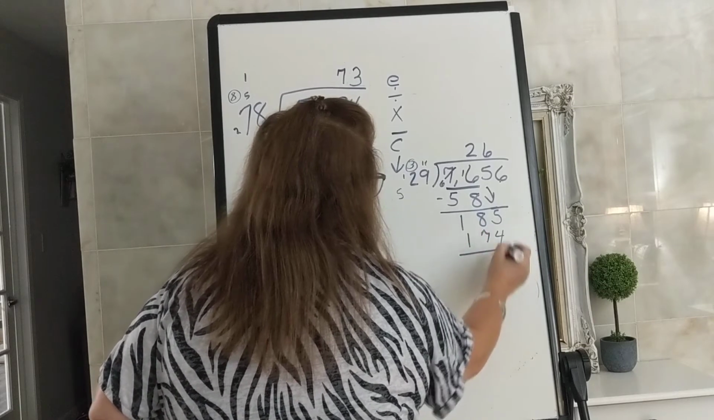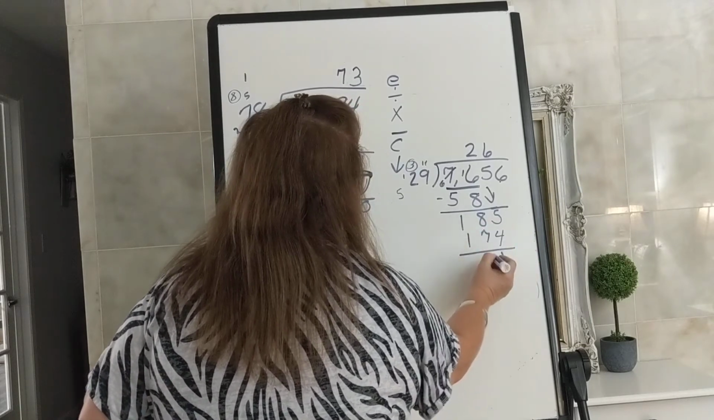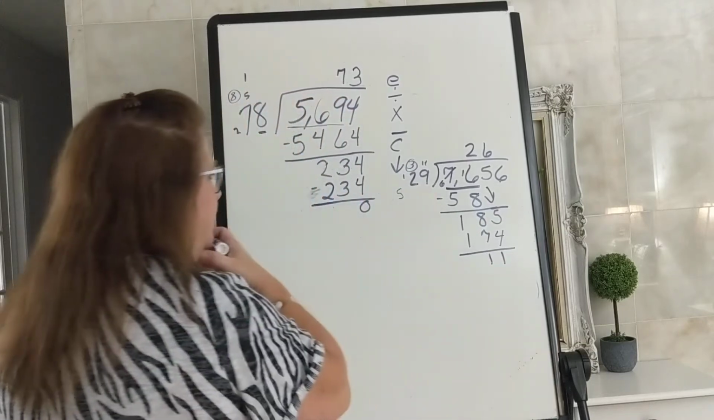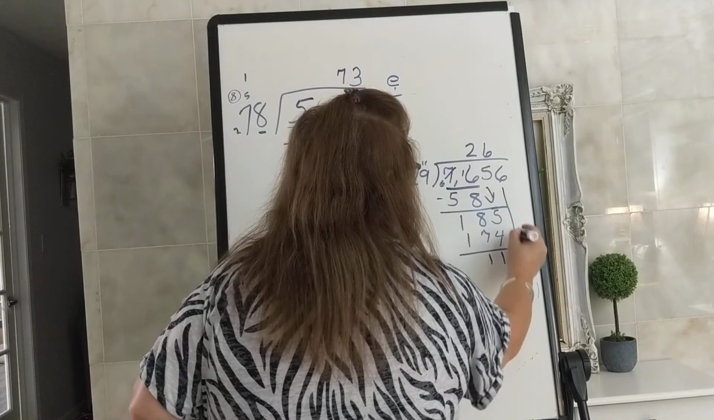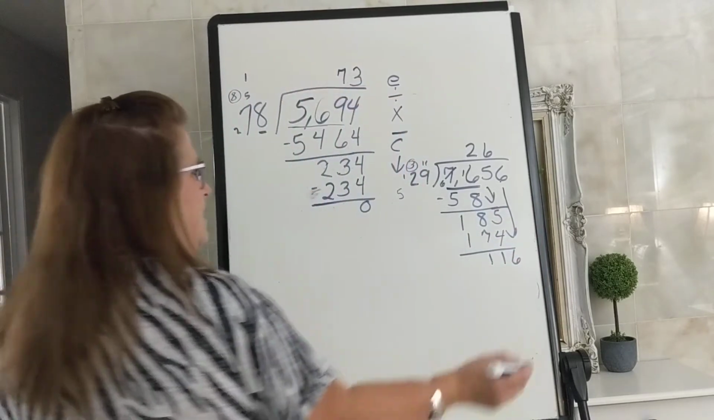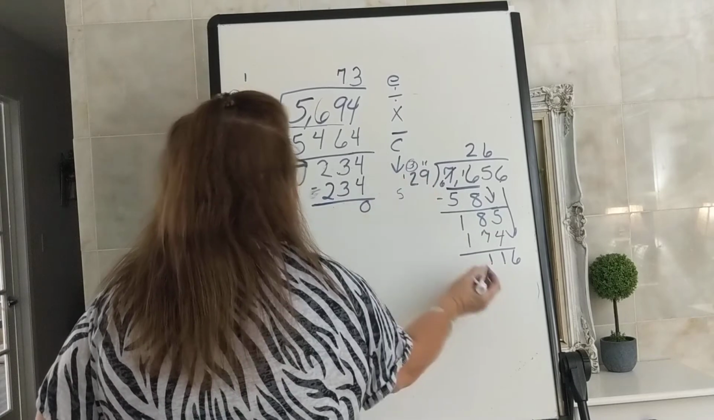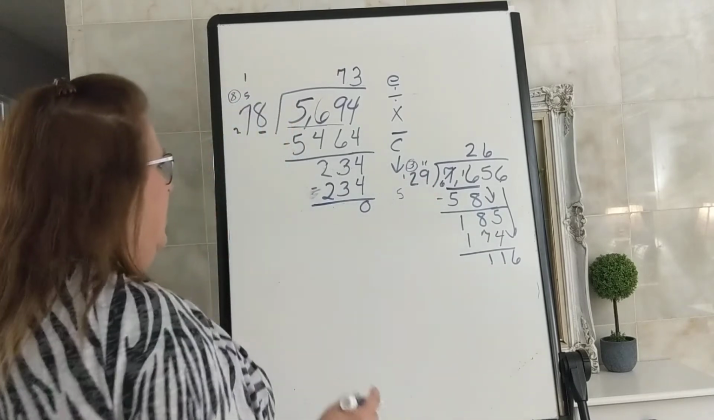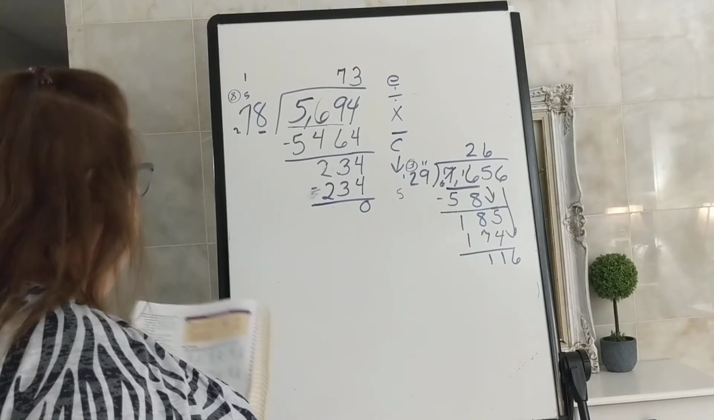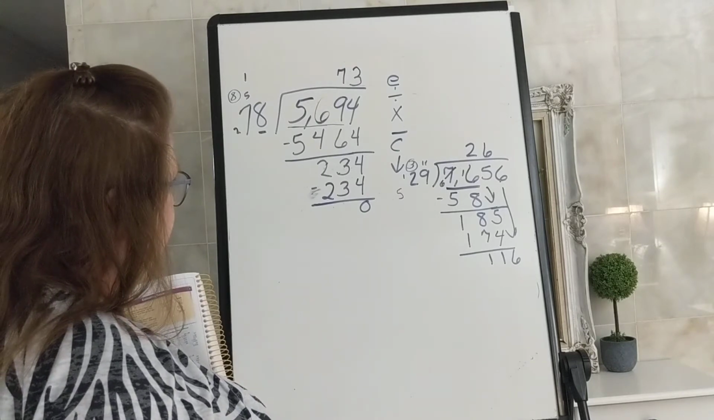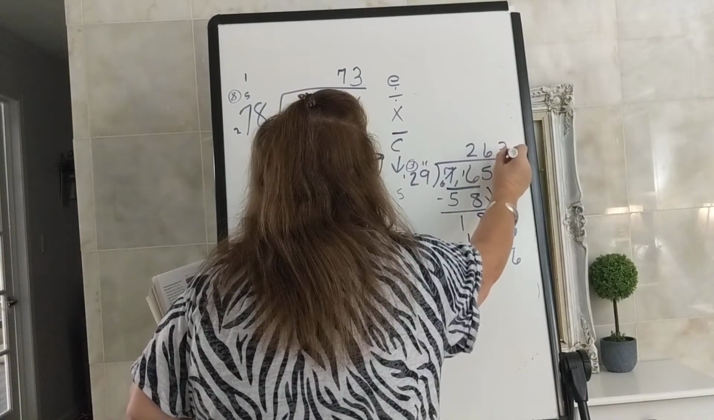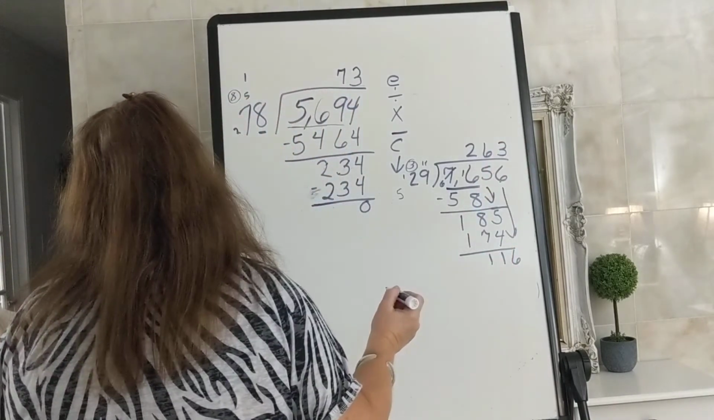So we subtract. 5 minus 4 is 1. 8 minus 7 is 1. Is 11 smaller than our divisor 29? Yep. So we bring down our last digit, which is a 6. And now we're going to go back to our pretend divisor. How many times will 3 go into 11? Well, 3 can go into 11, 3, 6, 9, 3 times. So we put our 3 at the top. And 9 times 3.